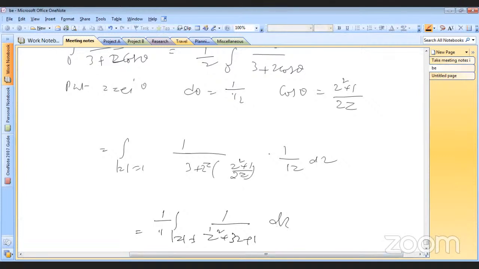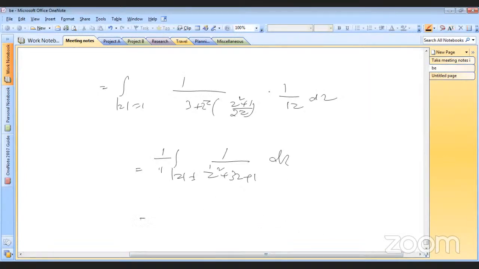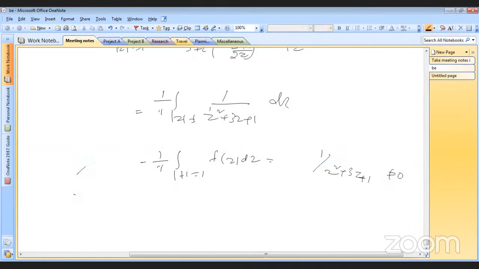You can write this as 1 by i times the integral of f of z dz. This simplification is from the residue theorem. We have to take 1 by (z square plus 3z plus 1), for all z where the denominator is not equal to 0. The singularities, or poles, of f are given by z square plus 3z plus 1 equal to 0.